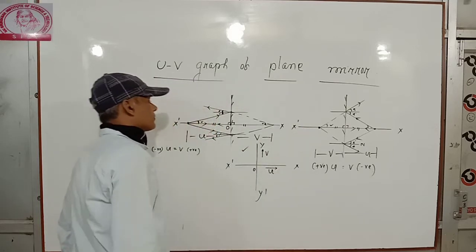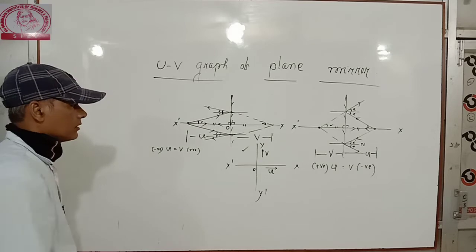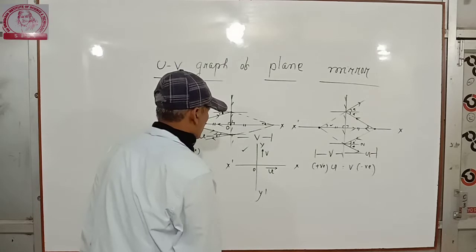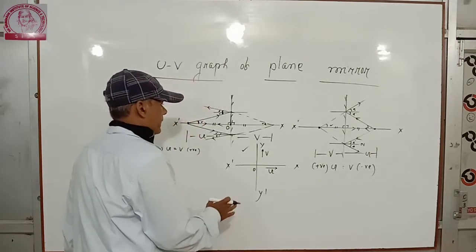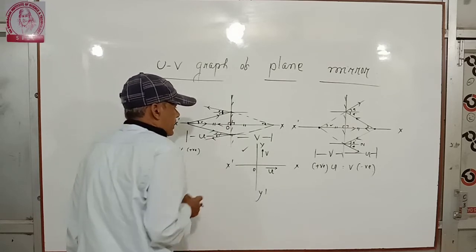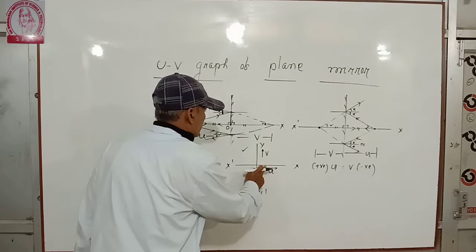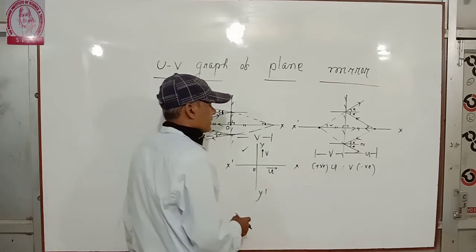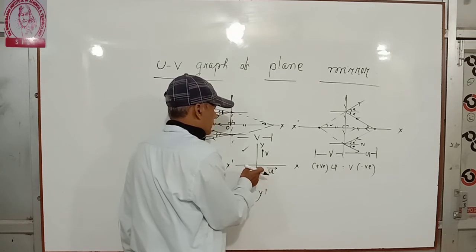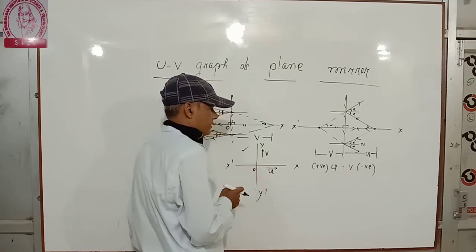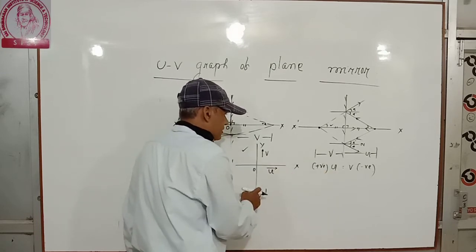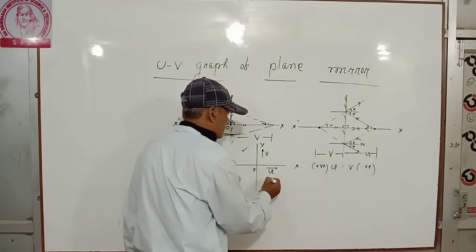So the u-v graph occupies, where? In the second quadrant. And next, in this case, the fourth quadrant, because u is positive and v is negative.